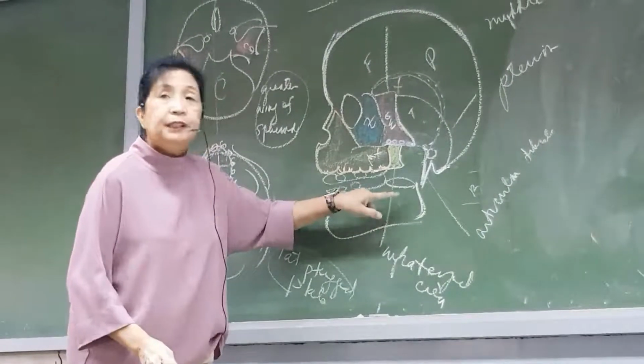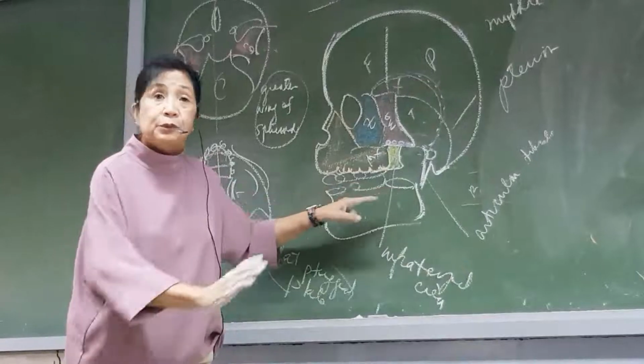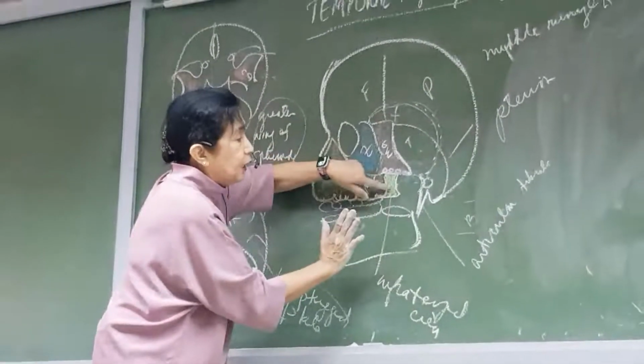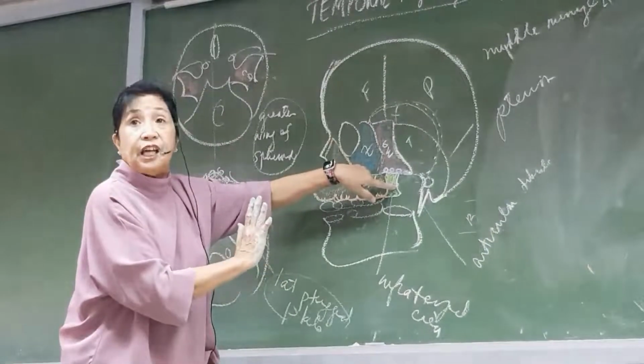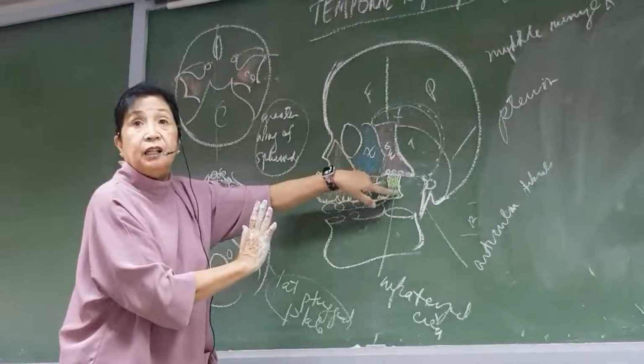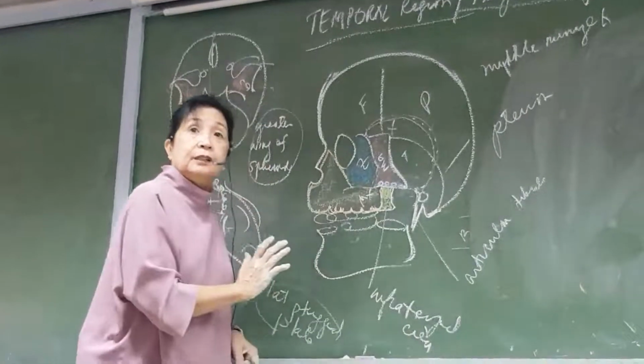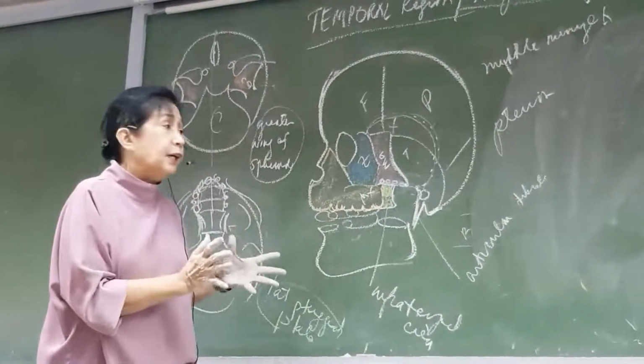Ano itong tinatawag nyo? Ramus. So kamay ko, ramus yan, laterally. Pero sa medial, ayun siya. Ano to? Lateral pterygoid plate is medial. And ramus of the mandible is what? Lateral. So that's infratemporal fossa.